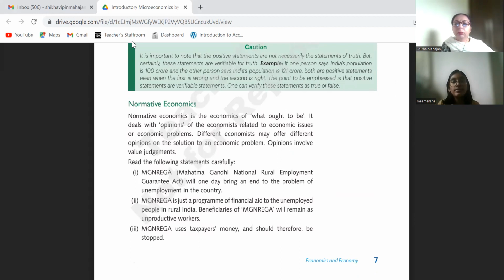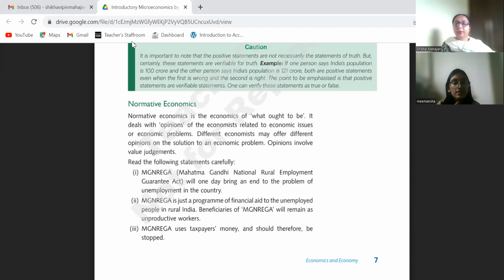Then normative economics is the economics of what ought to be. It deals with opinions of the economists related to economic issues or economic problems. Different economists may offer different opinions on the solution of a problem. So opinions involve value judgments.